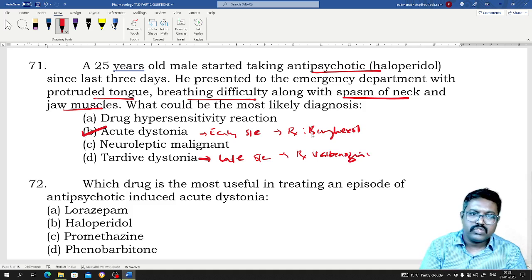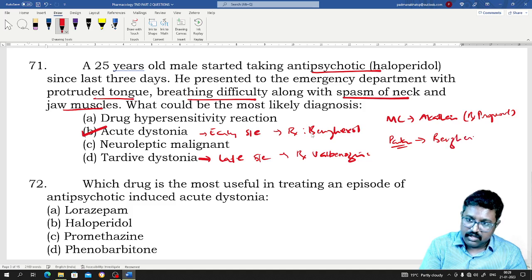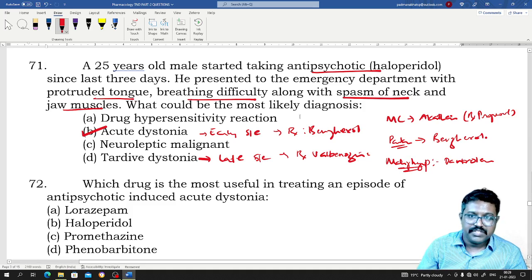And in between you also have a side effect which is most common, that is akathisia. Again, the treatment will be your propranolol, and in between it can lead to Parkinsonism, drug-induced Parkinsonism. You will be using again the benzexol, and also it can lead to malignant hyperthermia. The drug of choice will be your dantrolene sodium. So this you should remember.